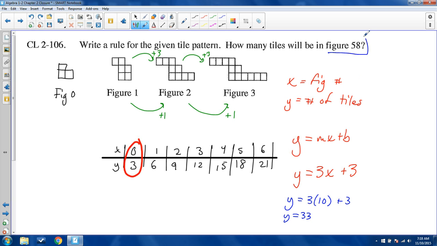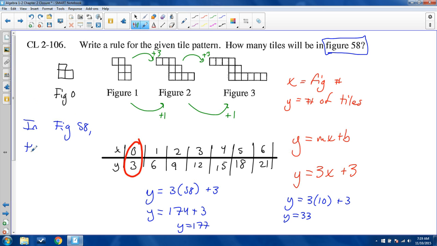Let's look at figure 58. In figure 58, you're basically adding 3 to this number, 3. You're going to add it 58 times. So instead of literally adding it 58 times, let's multiply 3 by 58. Okay? So in figure 58 would be y equals 3 times 58. Whatever that number is, we are adding to 3. That will tell me how many tiles are in that one. 3 times 58 is what, 174? So y equals 177.